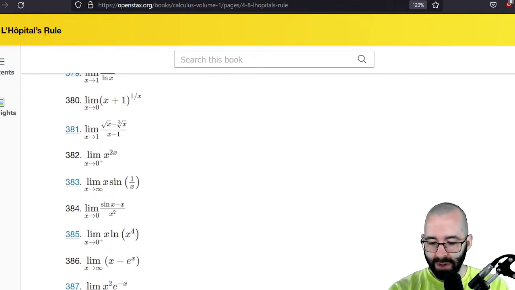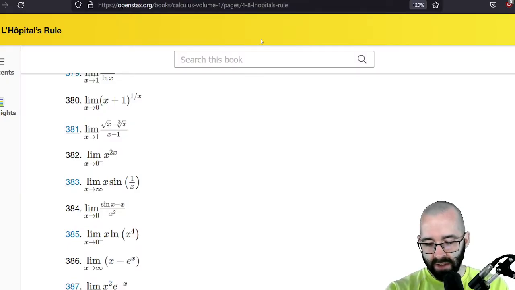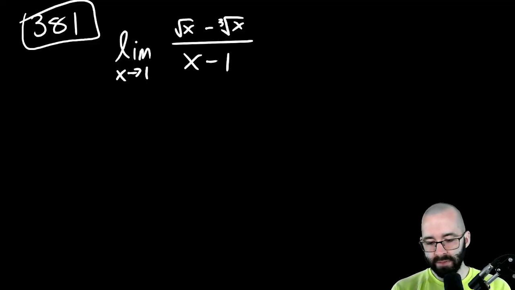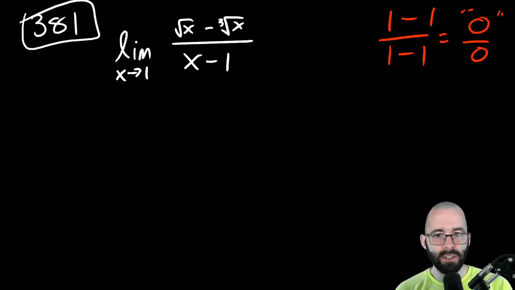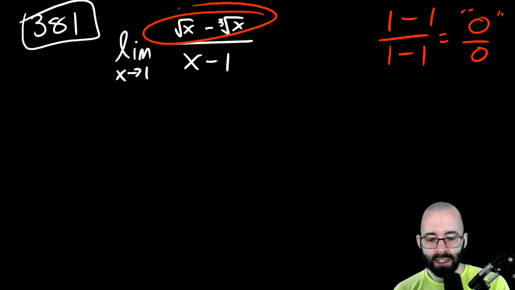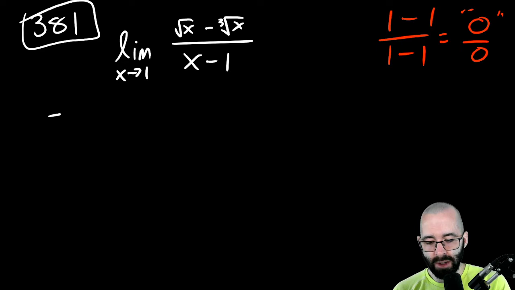381. Same thing, just another problem. Limit as x goes to 1 of the square root of x minus the cubed root of x divided by x minus 1. Well, as x goes to 1, what's happening? The square root of 1 is 1. The cubed root of 1 is 1. 0 over 0. Indeterminate form. Differentiable function at the top. Differentiable function on the bottom. L'Hopital's rule applies.